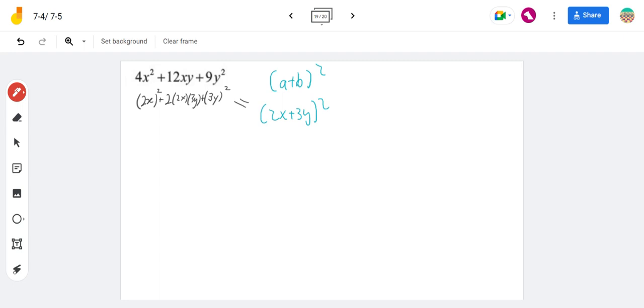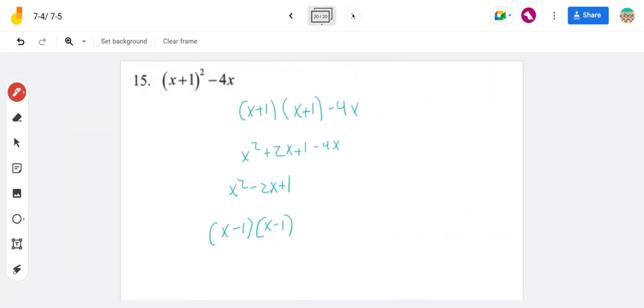Yeah, so x minus 1 squared. Okay. Yeah, so if you simplify the expression, you get minus 2x plus 1, which is x minus 1 squared.